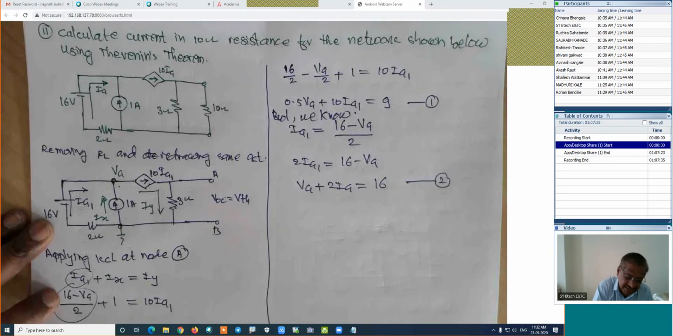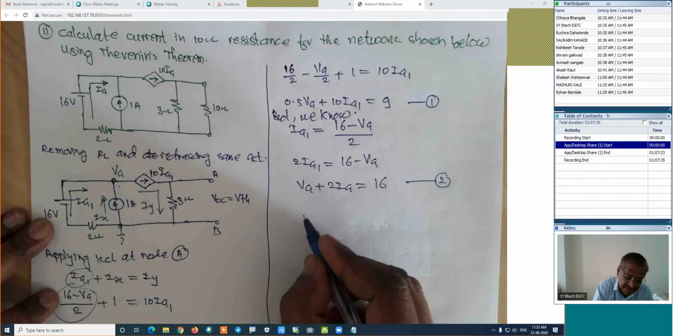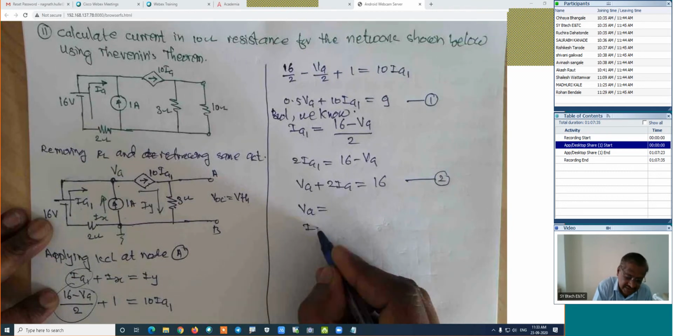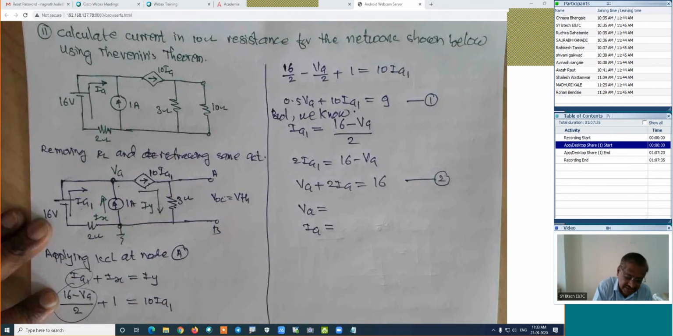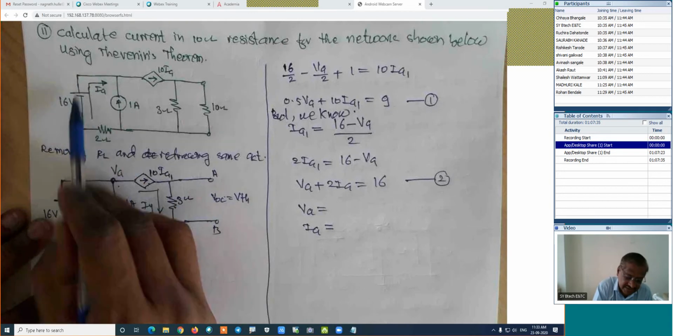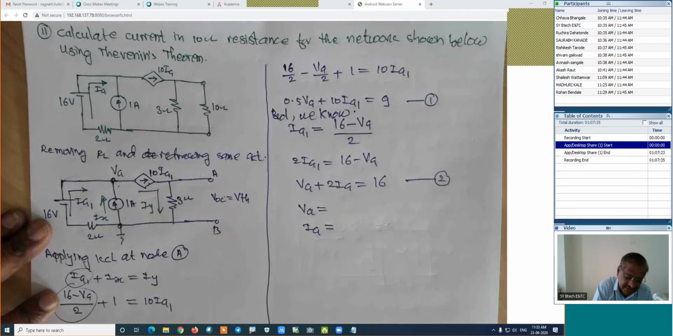Is it right? Now we have two equations and two unknowns. Unknowns are VA and IA. We have the two unknowns: VA, that is the voltage at node A, and IA, the current in this branch. Calculate these values. There are two equations and two unknowns. Find out its value. Yes, do it fast, a little fast.